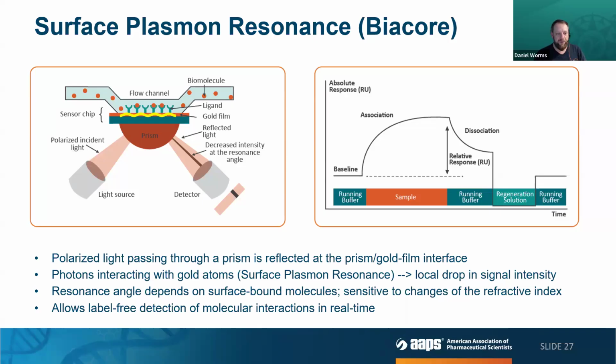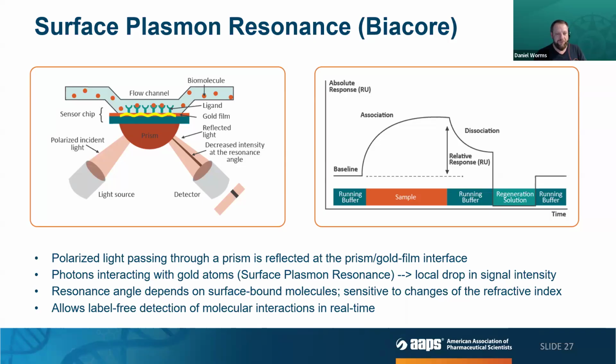The photons from the polarized light are interacting with the gold atoms, creating a so-called surface plasmon, which is represented by this yellow wave. And this is an electron wave that travels along the surface of the gold atoms. And this resonance, or SPR angle, is highly dependent on the refractive index in the flow channel. And this refractive index changes when molecules start to bind to the surface, or to the ligand that is attached to the surface.